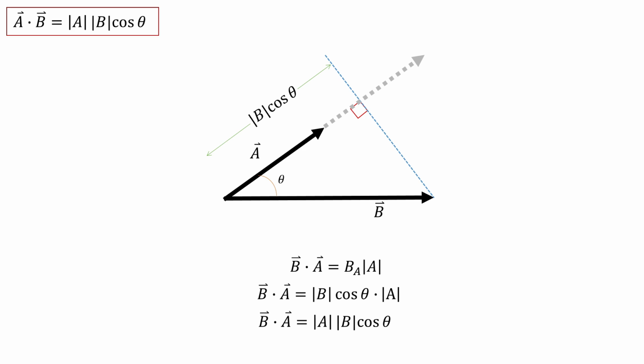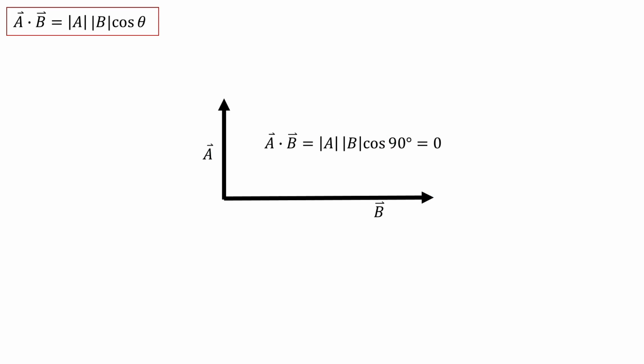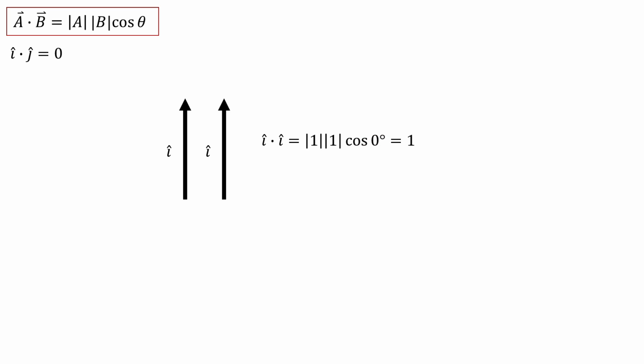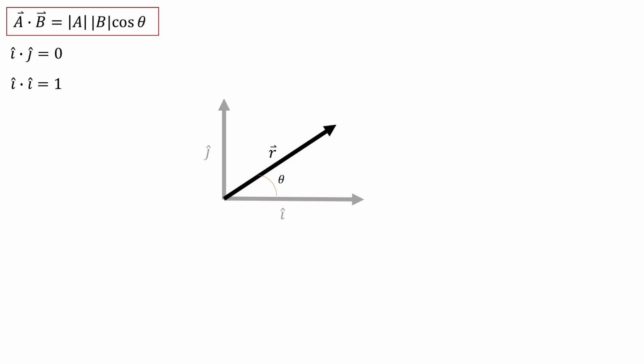Notice that if two vectors are perpendicular to each other, their dot product will always be 0. Which leads to some general statements that can be made about the dot products for our unit vectors. Any two unique unit vectors dotted together must be equal to 0, and any unit vector dotted with itself must be equal to 1.